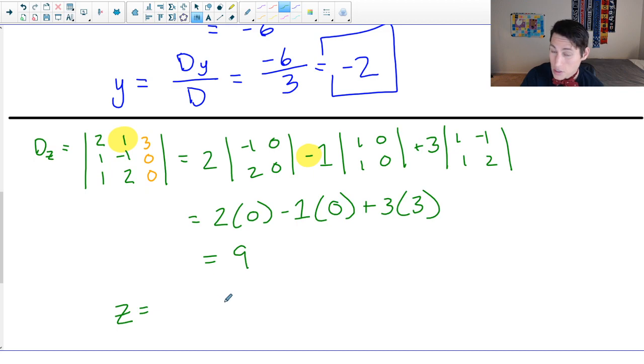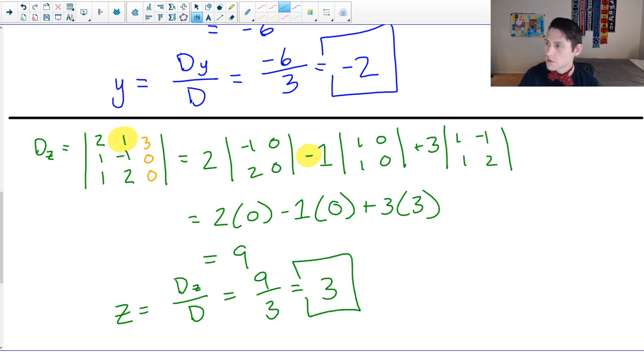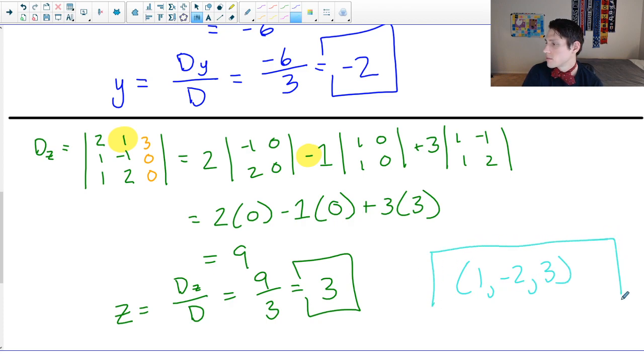So then to actually solve for z, we would do dz over d. So 9 over 3, which is 3. So the final answer to the problem, since I've now solved for x, y, and z, is 1, negative 2, positive 3.